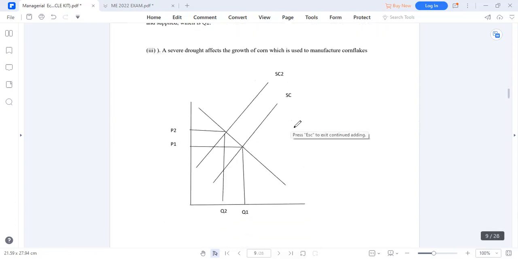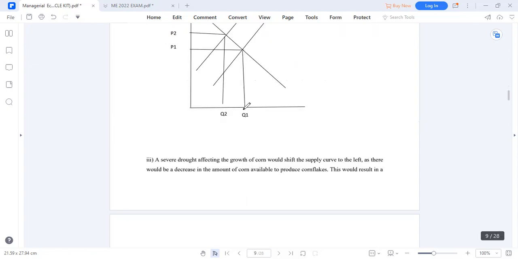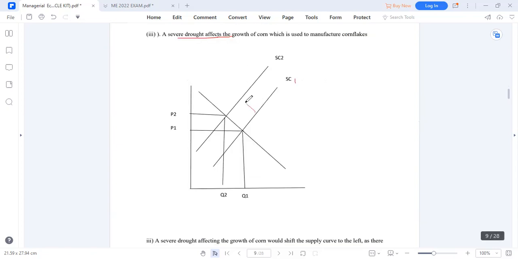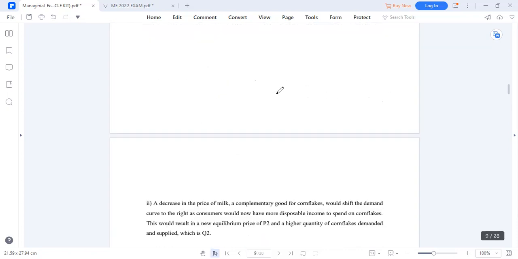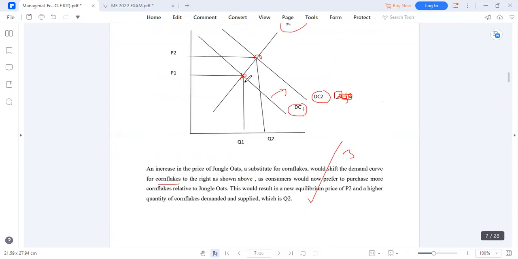However, the last one has nothing to do with demand. The demand will be the same. The supply will decrease from S1 to S2 because there's a drought. This will shift the supply curve to the left. Whenever you're shifting from S1 to S2, meaning you're reducing supply, cornflakes will be few. So it will cause equilibrium to move from E1 to E2. Why? Because supply has reduced. There's insufficient supply. For these other two, supply is the same, it's not being affected. Are we together?